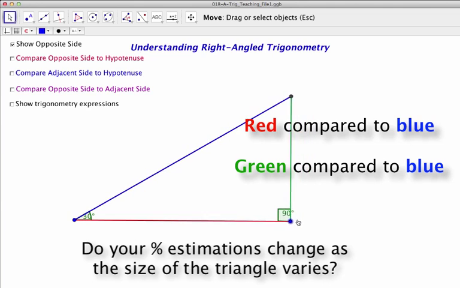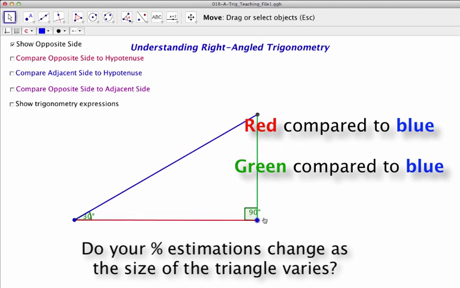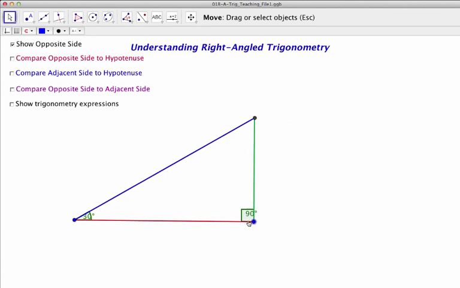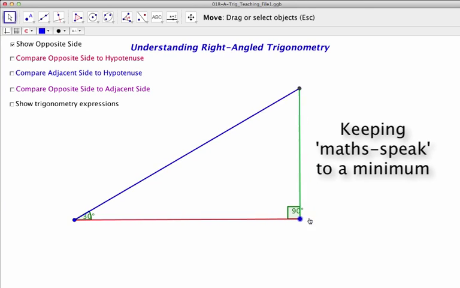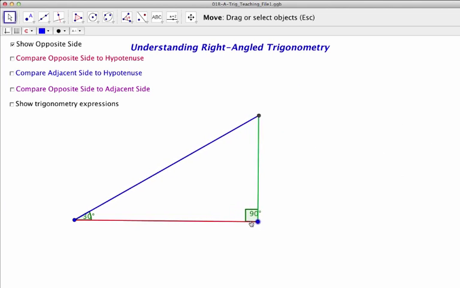So, for example, if you think the green line is 55% of the length of the blue line, is it 55% regardless of the size of the triangle? Note that at this stage of the introduction, we are deliberately keeping maths speak to a minimum.